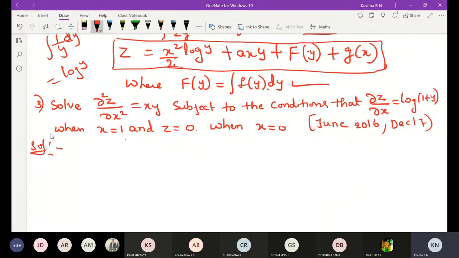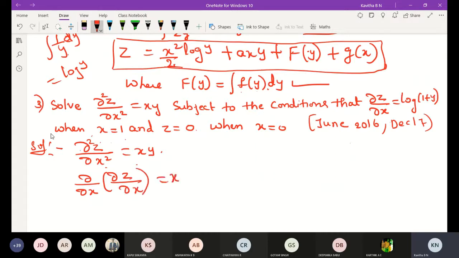Shall I start the problem? Yes, ma'am. Del square z by del x square is equal to xy. The given PDE can be written as del by del x into del z by del x is equal to xy.